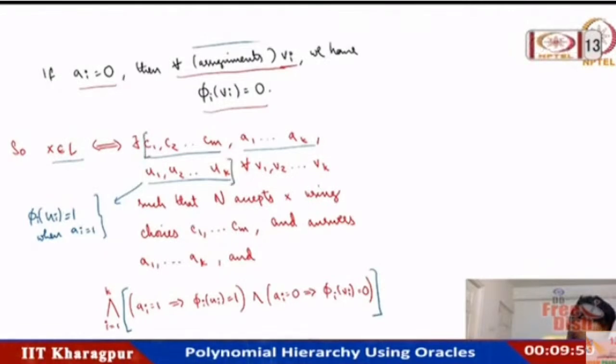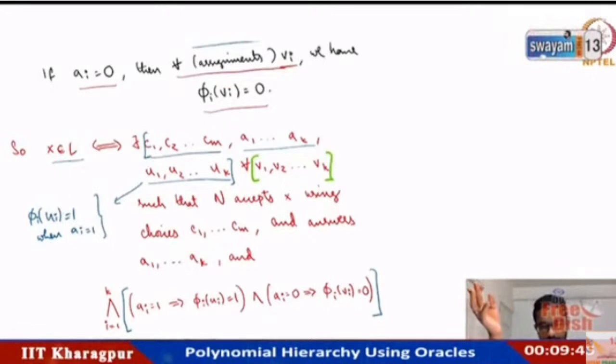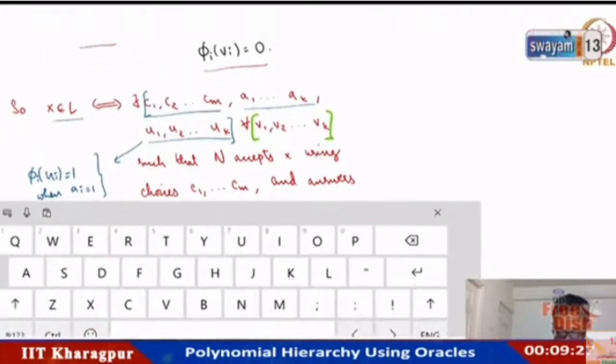So I'll put a bracket, and this part should be a for all quantifier, because if AI is 0, then whatever input you try should not work. So we have a there exists quantifier and we have a for all quantifier, and such that N accepts X using choices C1 to Cm and answers A1 to AK.